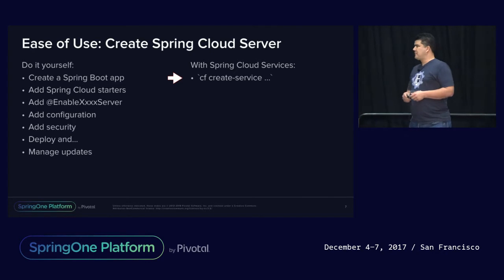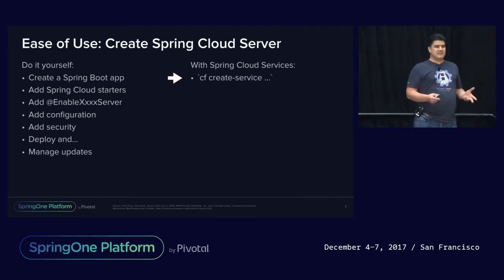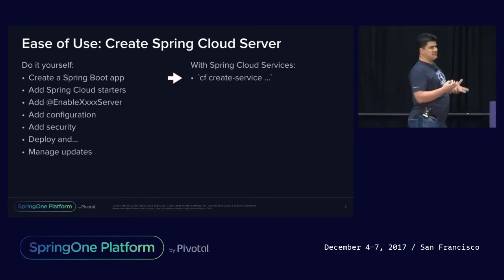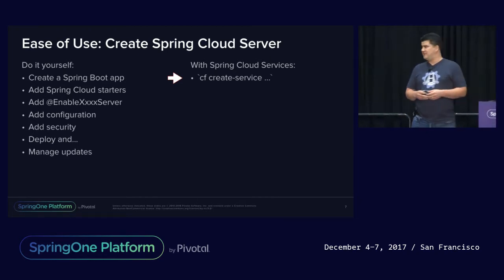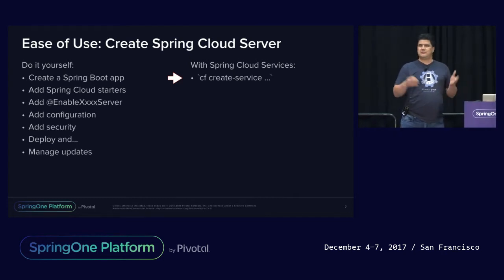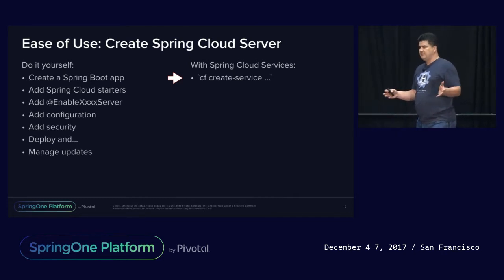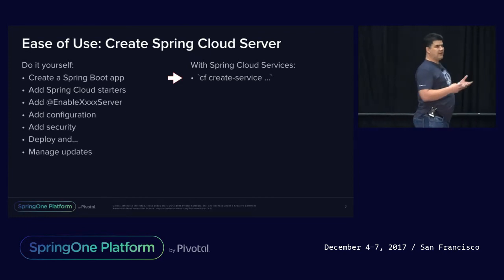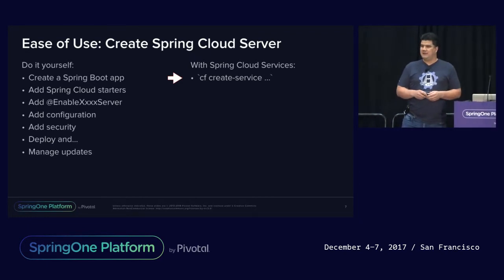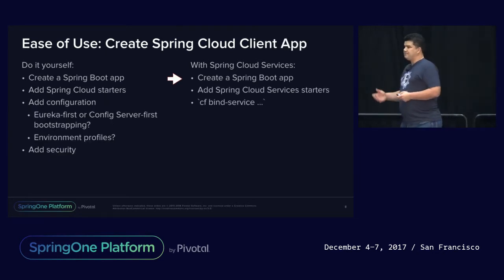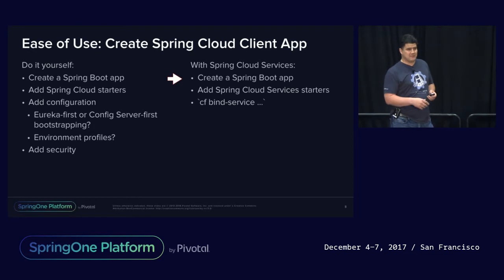In Spring Cloud Services, we actually work on top of Pivotal Cloud Foundry, so we get to take advantage of what Pivotal Cloud Foundry has to offer. So one thing you could do on Pivotal Cloud Foundry is just do CF create service. And now I can have my Eureka service up and running and then bind my applications to it and use it.